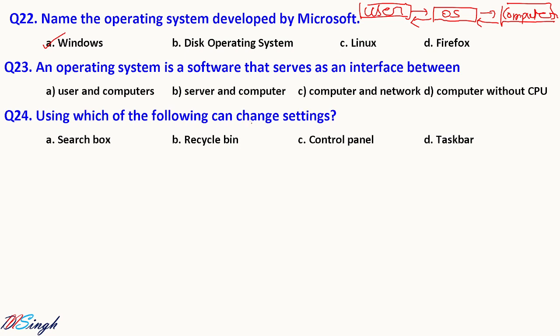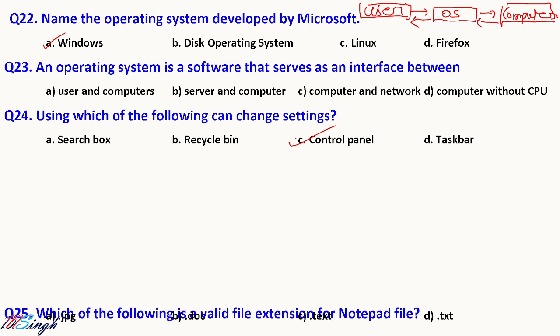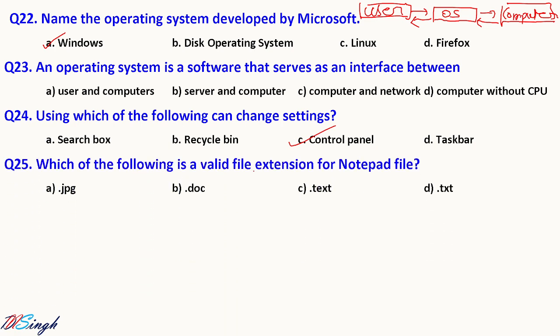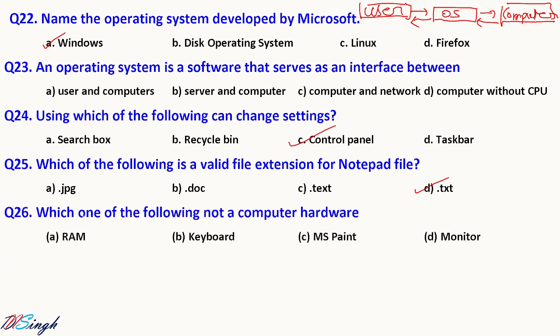Using which of the following can you change the settings? Search box, recycle bin, control panel and taskbar. The correct answer is what? Control panel can be used to change the settings. Which of the following is a valid file extension for Notepad? The valid file extension for Notepad is what? .txt. It is not .text. So the valid extension for a Notepad file is what? .txt. Let us go for question number 26.